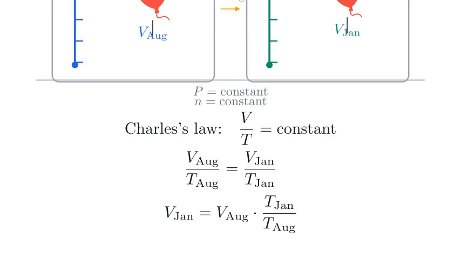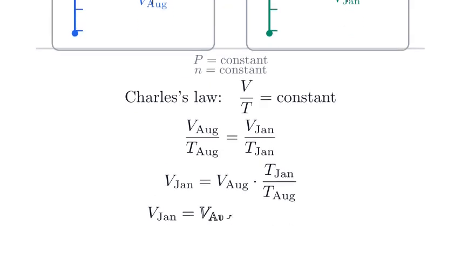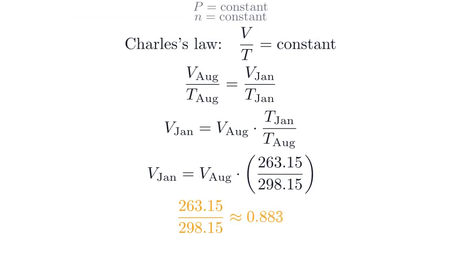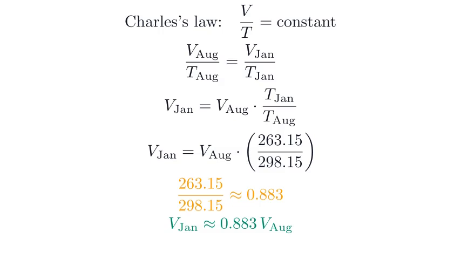Now, let's plug in the temperatures in Kelvin. V_Jan equals V_August times (263.15 over 298.15). That ratio is approximately 0.883. So, at the same pressure with the same amount of gas, the cold day balloon volume is about 88% of the warm day balloon volume. If your earlier example provided a specific August volume, just multiply that volume by 0.883 to get the January volume at negative 10 degrees Celsius.